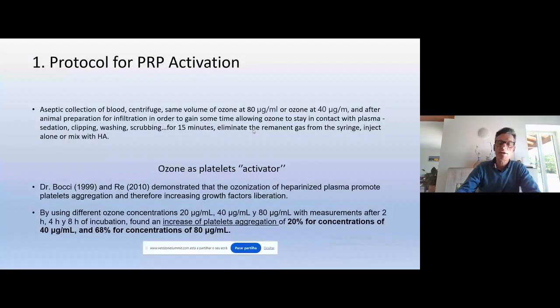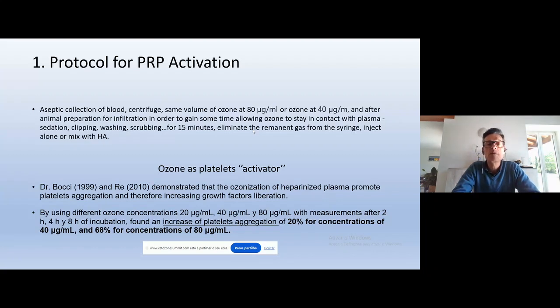As I prepare, I first prepare this and leave the ozone in contact with the plasma, and then I wash the horse, I clip, I disinfect, so scrub, all the procedures. That takes more or less 15 minutes, and then I infiltrate. Why do I do this?